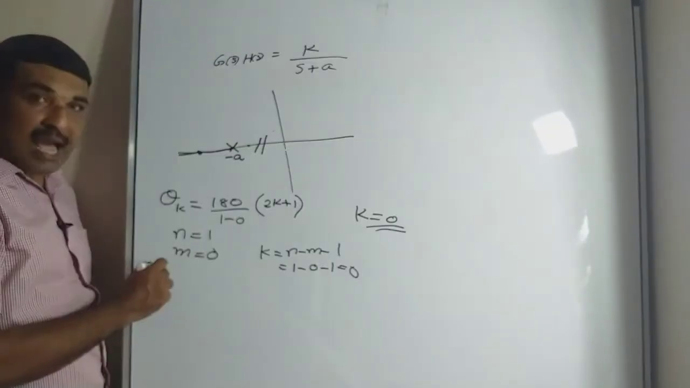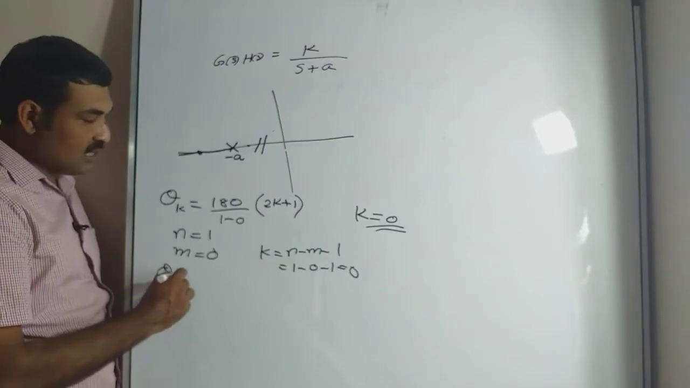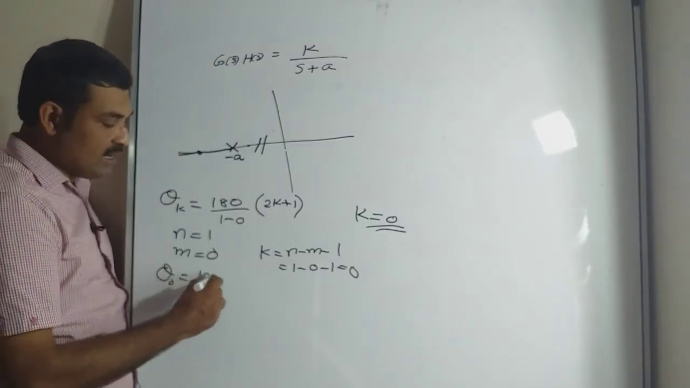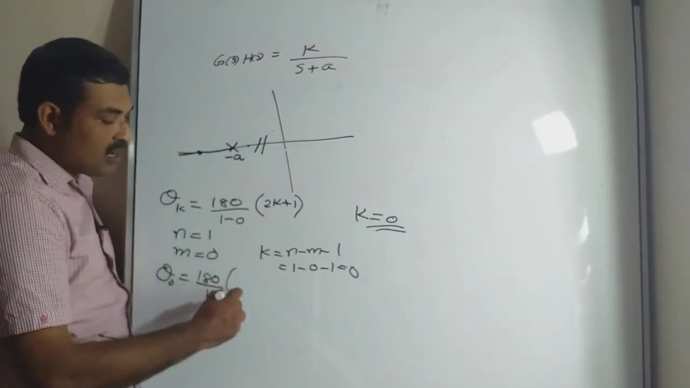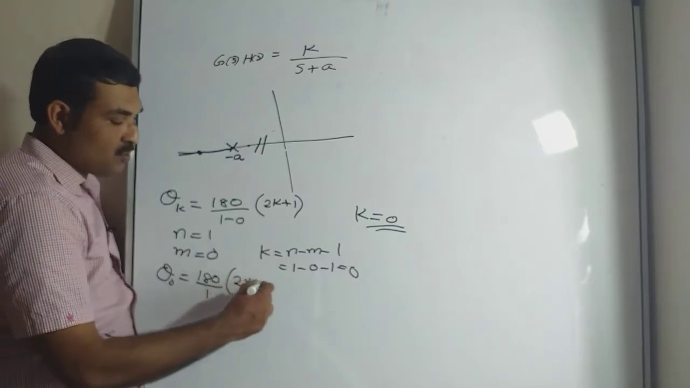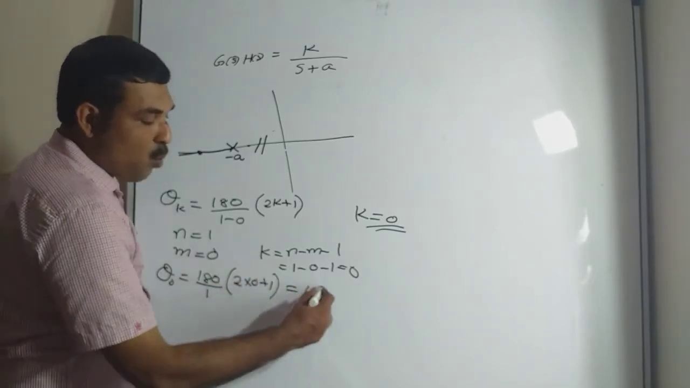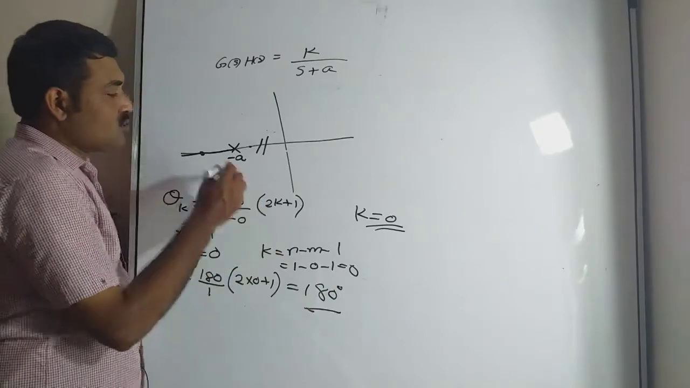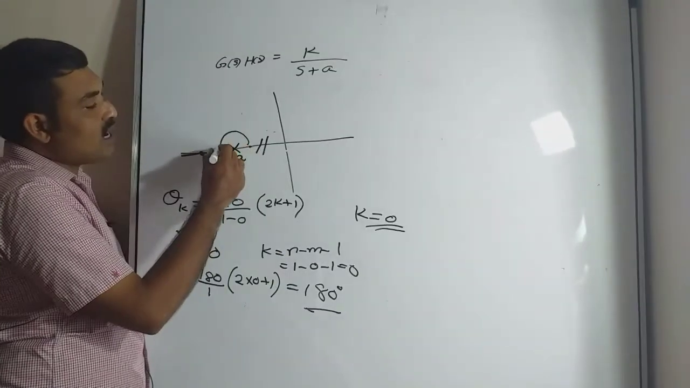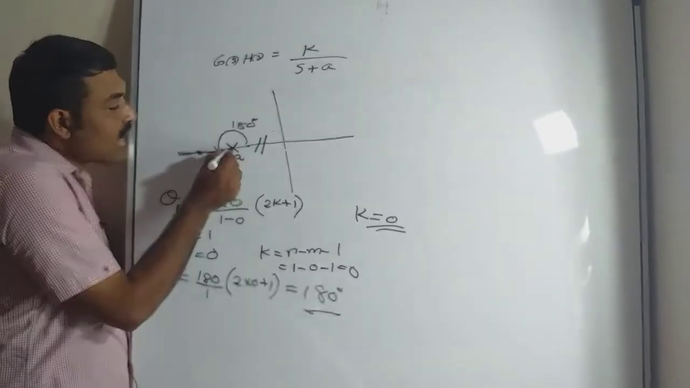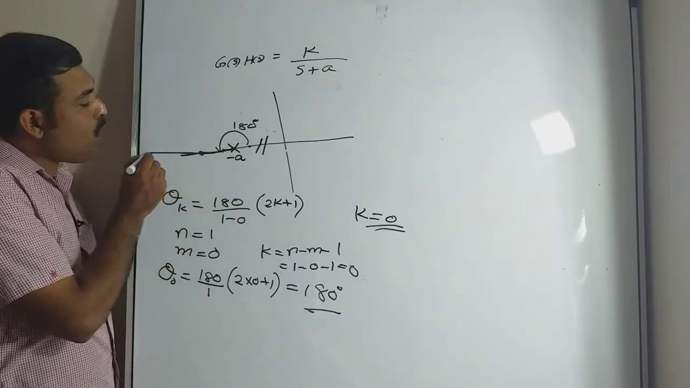So the asymptotic angle theta 0 is equal to 180 divided by 1, multiplied by 2 into 0 plus 1, that is equal to 180 degree. So the angle of asymptote is 180 degree.